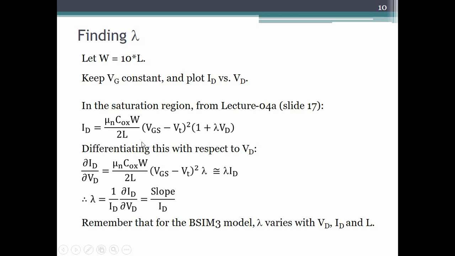Actually this is ID including the 1 plus lambda Vd. But we really don't care, assuming that the slope is small, these two numbers are not too different from each other. So to simplify, we'll say this is approximately equal to lambda times ID. And therefore lambda we can write as 1 over ID times del ID by del Vd. Taking ID to the other side, it is equal to the slope of the ID-Vd characteristics divided by the ID at that point.